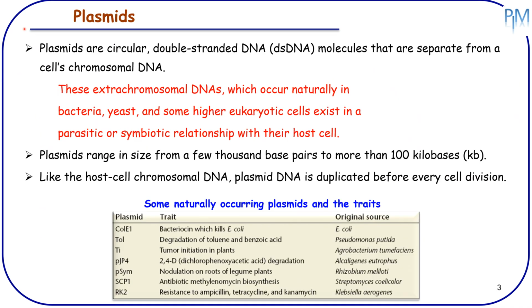Hey, did you know that circular double-stranded DNA molecules called plasmids exist separately from a cell's chromosomal DNA? They are naturally found in bacteria, yeast, and some higher eukaryotic cells and have a special relationship with their host cell. Plasmids can vary in size from just a few thousand base pairs to over 100 kilobases. And just like the host cell chromosomal DNA, plasmid DNA is duplicated before every cell division. Here are some examples of naturally occurring plasmids for you to check out from the following table.